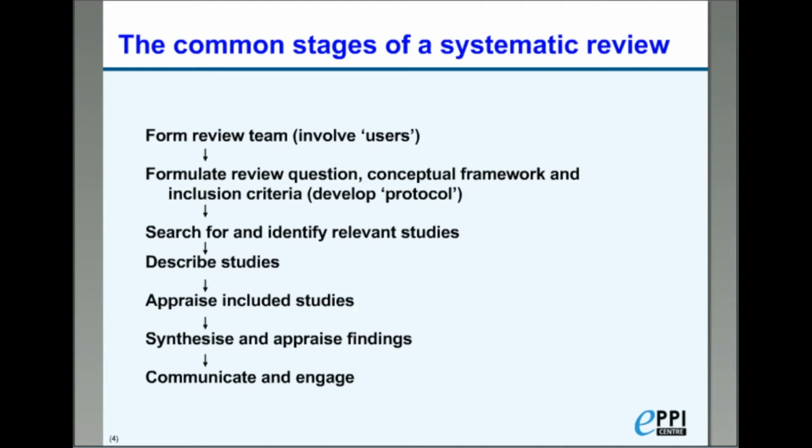So turning to probably quite a familiar slide to many of you, the common stages of a systematic review, from forming the review team, formulating the question, all the way through to communicating and engaging about the findings of the review. And information management is necessary at very many stages of the review, in particular to do with searching and identifying studies, describing the studies, looking at the quality and the reliability of the studies, and then synthesizing their findings. And we find information management tools to be essential for all of these detailed data management components of doing a systematic review.